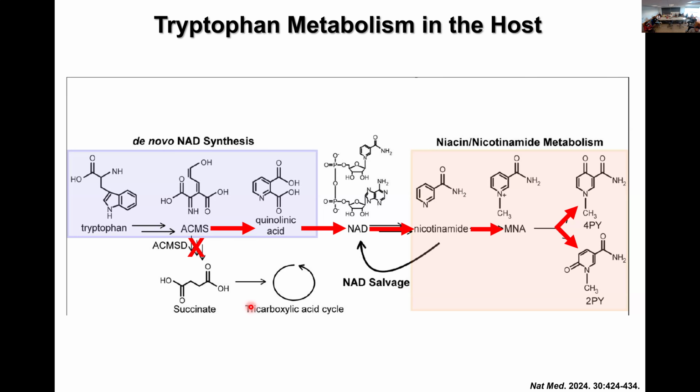Like CD38, you knock that out? Yeah. That decreases the production, the degradation of NAD to nicotinamide? Yeah. So that blocks out the growth.